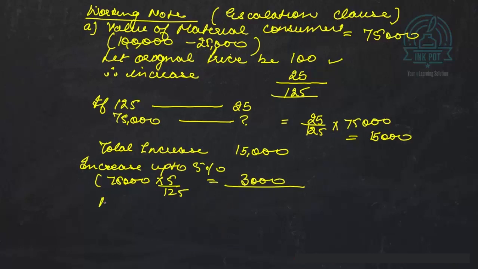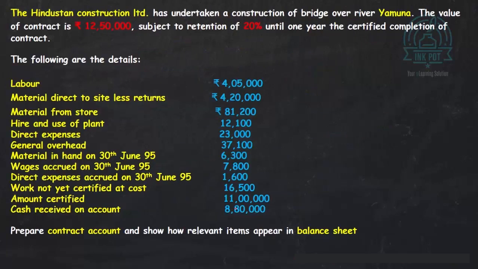So beyond 5%, the increase beyond 5% is 12,000. So this is the increase in price of material beyond 5%, 12,000. Similarly, we will calculate for wages as well.